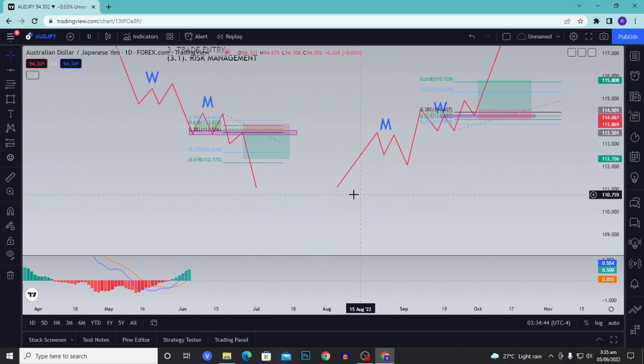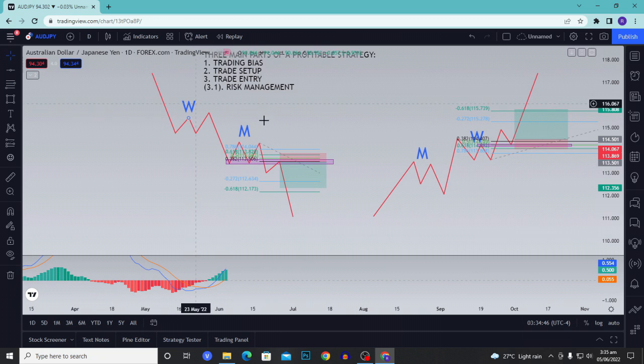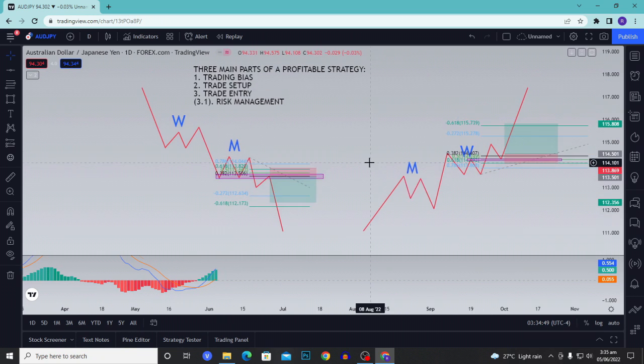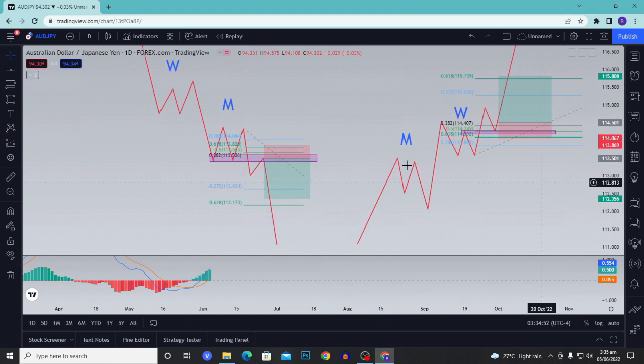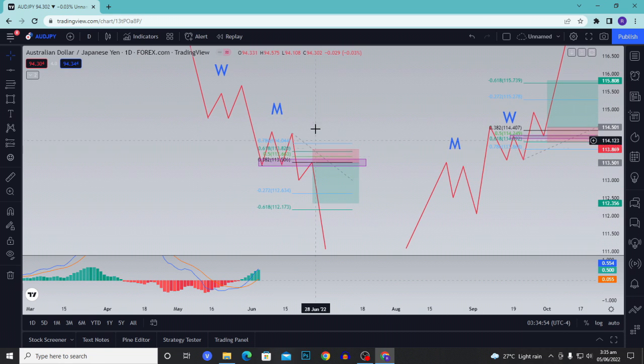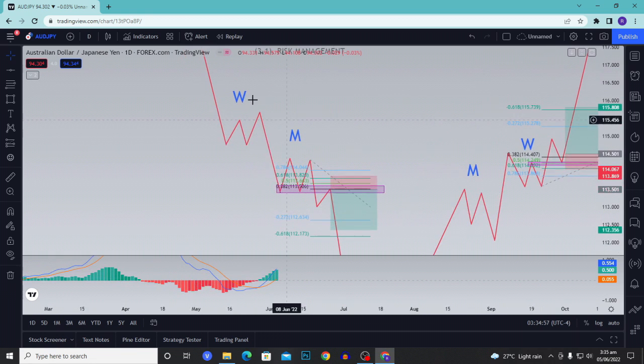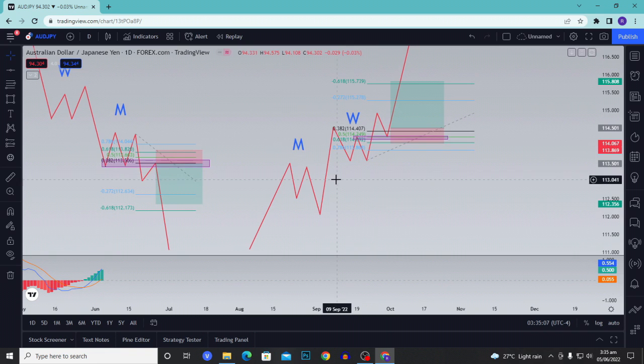It's the very same thing, where we look for the W and M setups, trade setups, where on the downtrend, for the M setup we use the Fibonacci, and for the W setup we use the MACD and the exponential moving averages. And for the uptrend, we use the Fibonacci for the W setup and the MACD and exponential moving averages for the M setup.